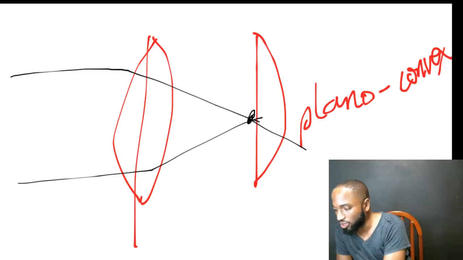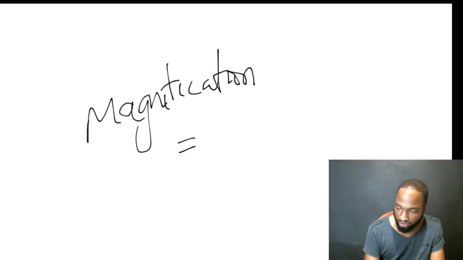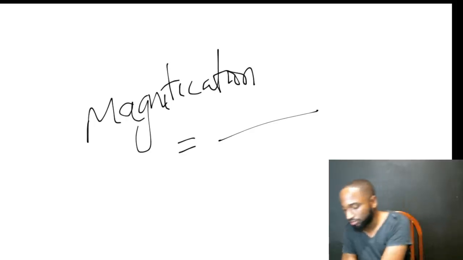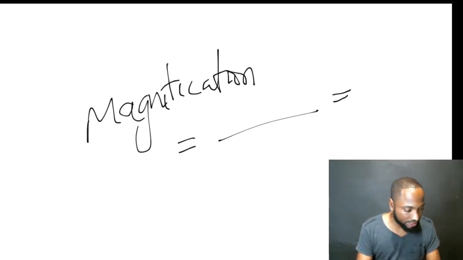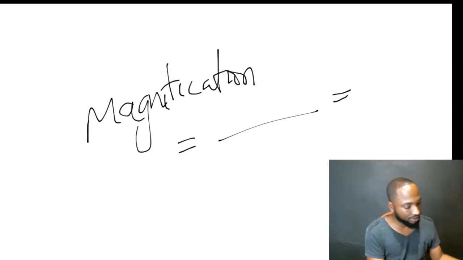Now we need to go into the whole image formation. So we'll do the convex lens first. Let's do the convex lens. Oh, by the way, where's magnification? Before we do this, what is magnification? Magnification is equal to something over something, or equal to something else over something else. Remember, I did all of electricity and magnetism already, eh?